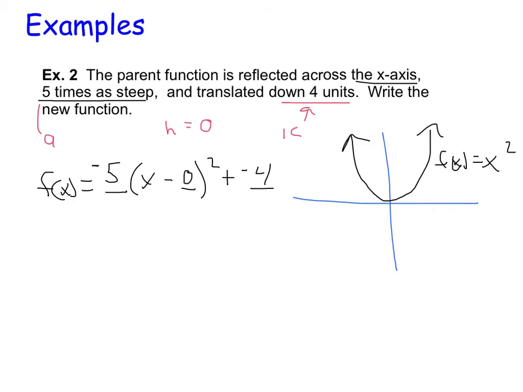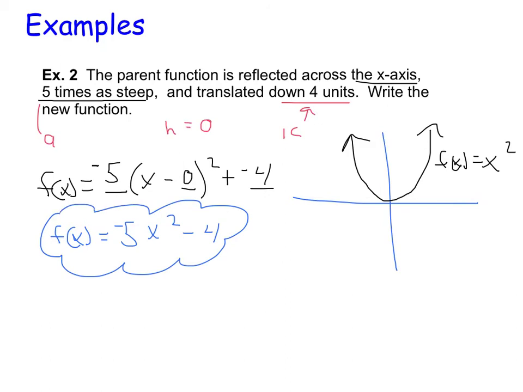Now, let's clean this up a bit. So if we clean this up again, I see f of x is going to be equal to -5x to the second, and then a plus and a minus make a minus, so it's -4. And that's what it will look like as far as the standard form for a parabola in vertex form.